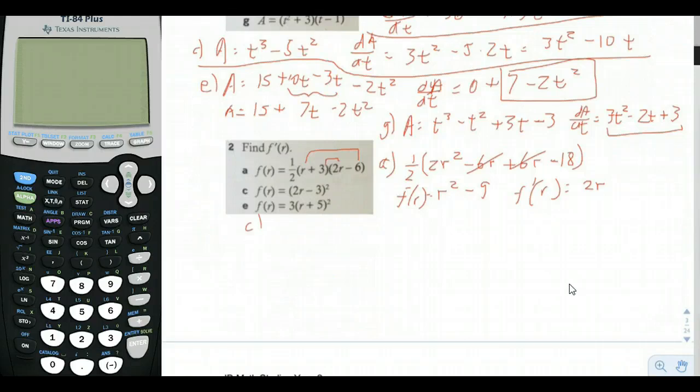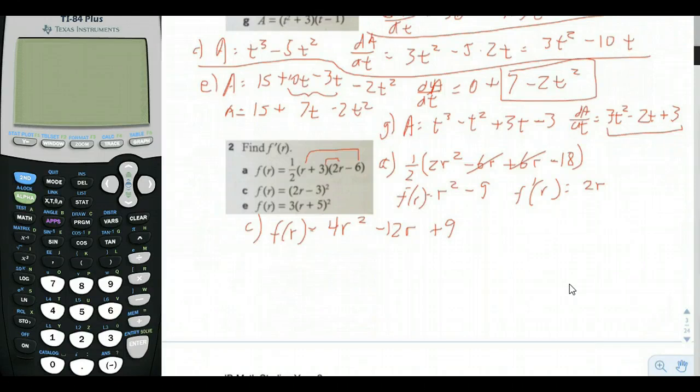What about c? So now first we're going to simplify. F of r is equal to, and we're going to multiply everything out. It's going to be the first two terms multiplied together is 4r squared. The outside and inside terms is going to be negative 12r. And the last term is going to be negative 3 squared. It's going to be plus 9.